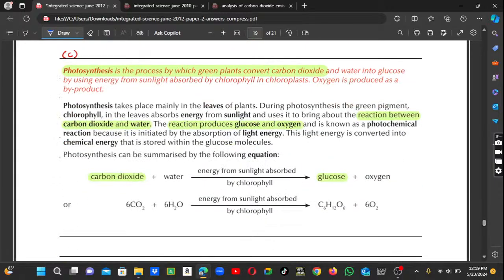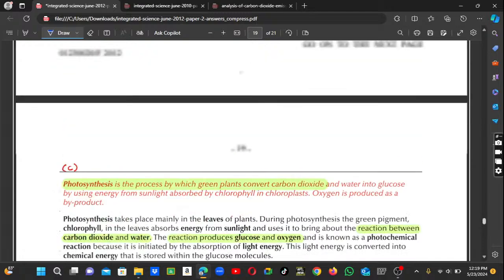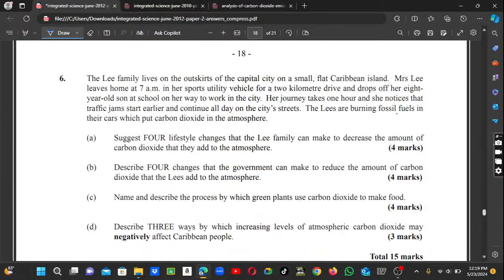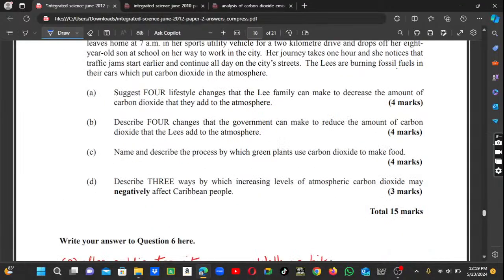Here, now we are seeing photosynthesis. They may ask, let me just go back to the question that they asked in C here. So here they said we need to name and describe the process by which green plants use carbon dioxide to make food. And we know that within the process of photosynthesis, we need light, water, and carbon dioxide to make food. And we are talking about photosynthesis.